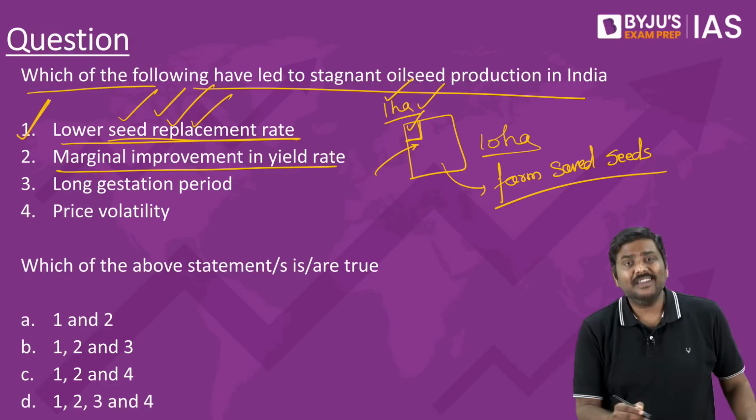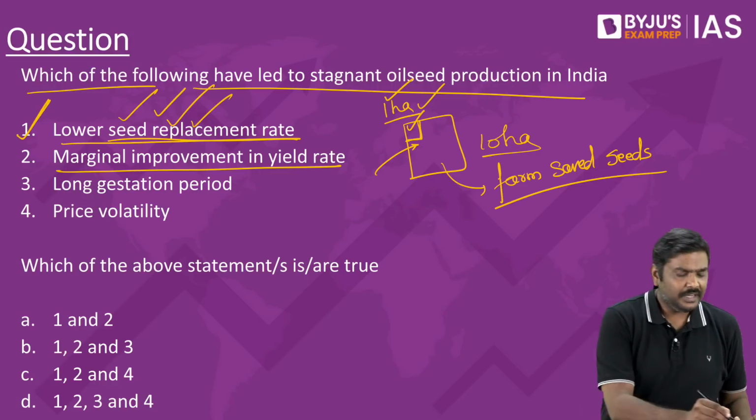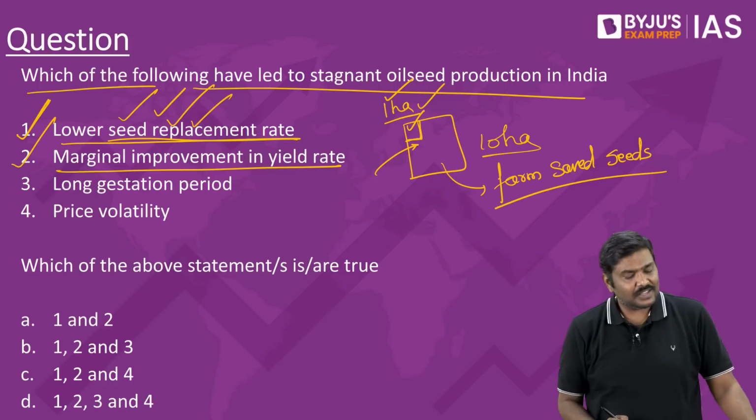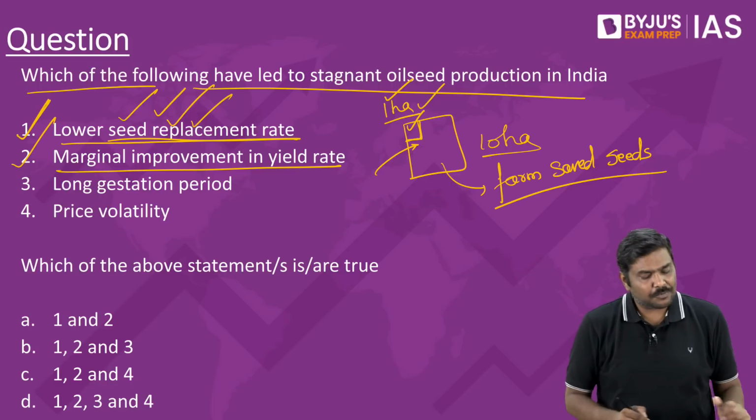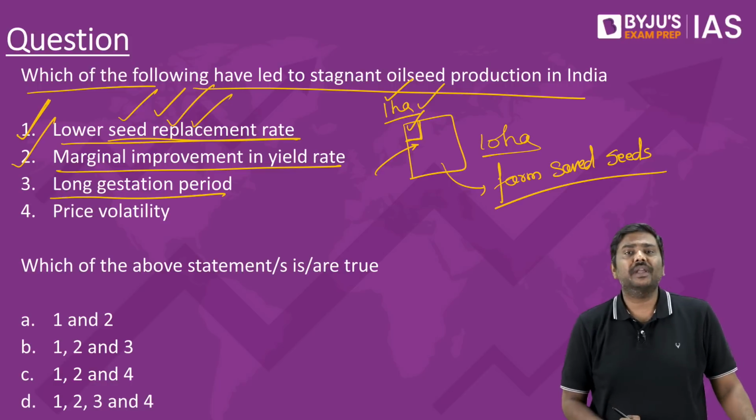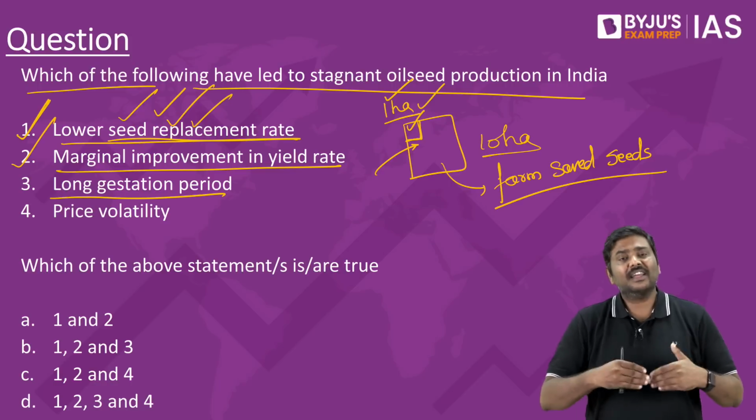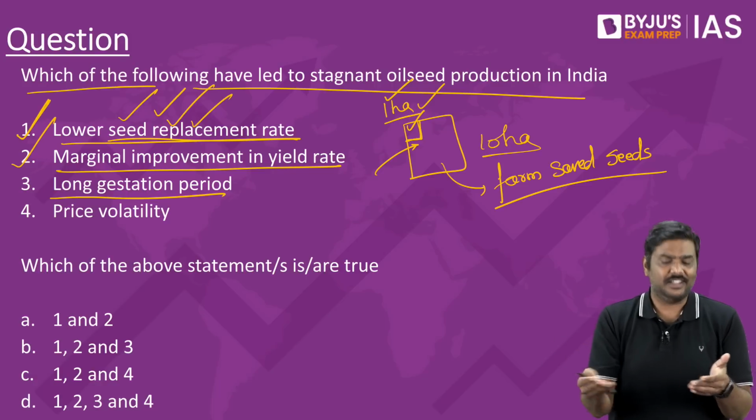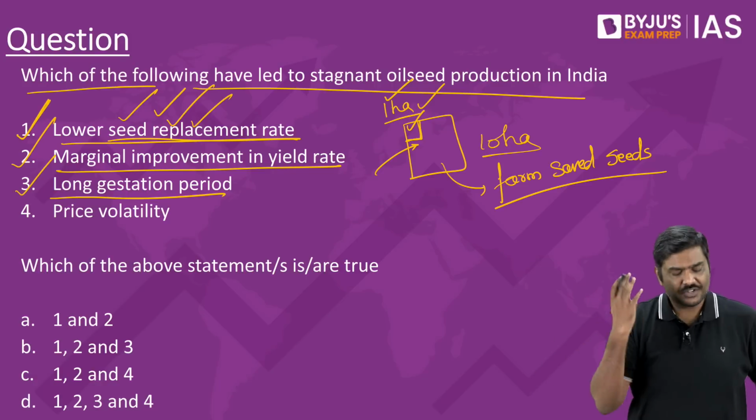Marginal improvement in the yield rate. Just now we have discussed. Improvement in the yield rate is very, very small. So that is also one of the reasons why there is stagnant oilseed production. Long gestation period. I explained to you, when I cultivate these crops, I'll have to wait for 3 years, 4 years to get the returns. That is basically a long gestation period.